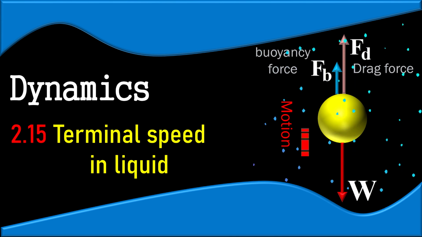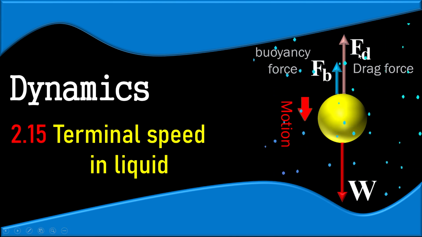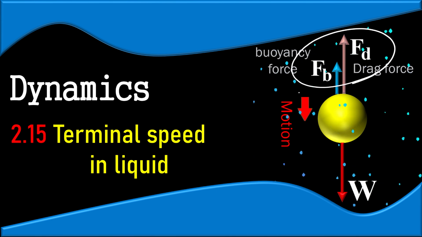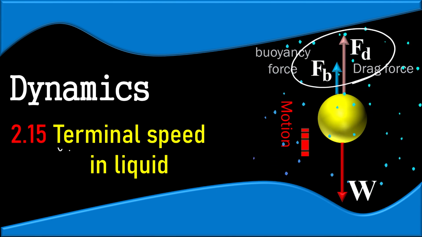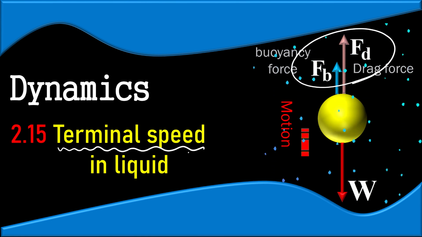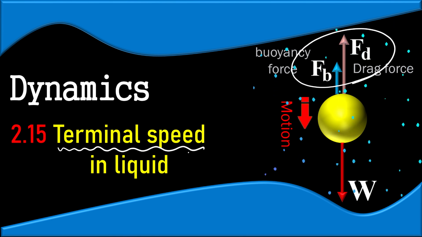But as the object is speeding up, the drag force is getting larger and larger. And finally, these two forces can cancel the weight and the object will be at terminal speed. This video is about how to find that terminal speed. So let's start from the beginning.